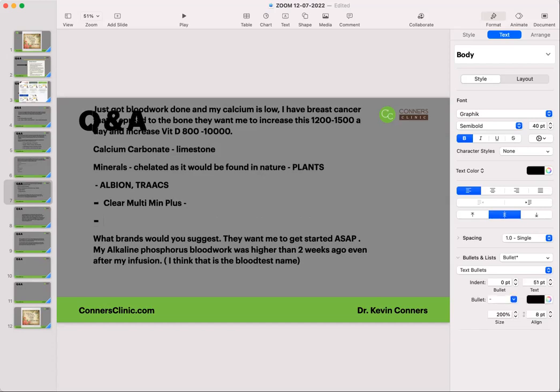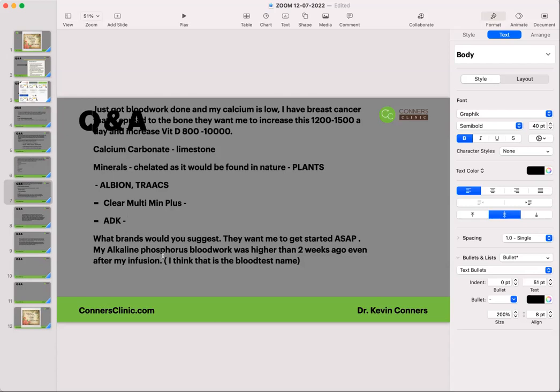Your vitamin D, you could get the vitamin D in the ADK that we have. So the ADK Complete has vitamin D, 5,000 IUs, and A and K, and that is all your fat-soluble vitamins in one, and there's some benefits to getting all your fat-soluble vitamins in one thing. So if you took two of those a day, you'd have plenty of vitamin D.